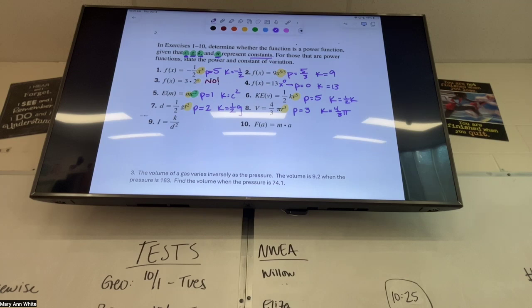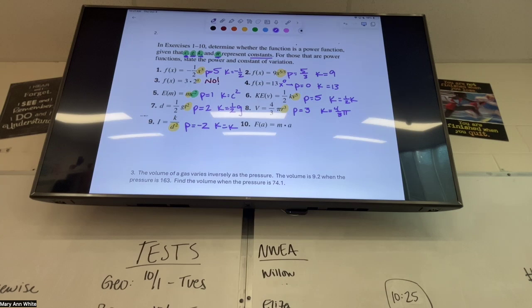All right, next one. What's my variable? D. What's my power? -2. Why is it -2, not just a normal 2? It's in the bottom. Very good. And that makes my K be what? D is a variable. Okay. K is K.